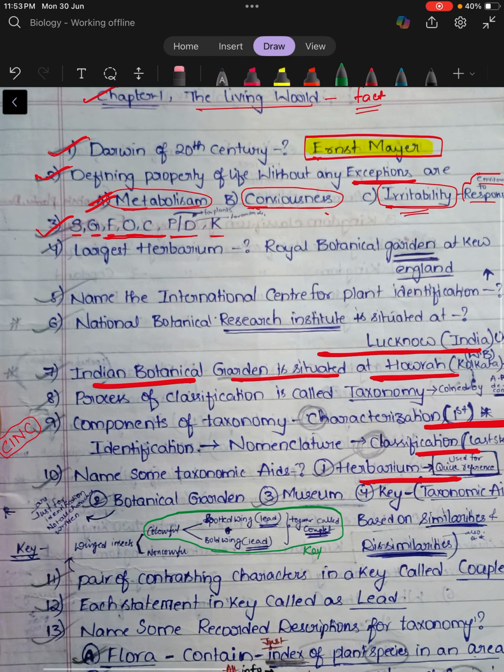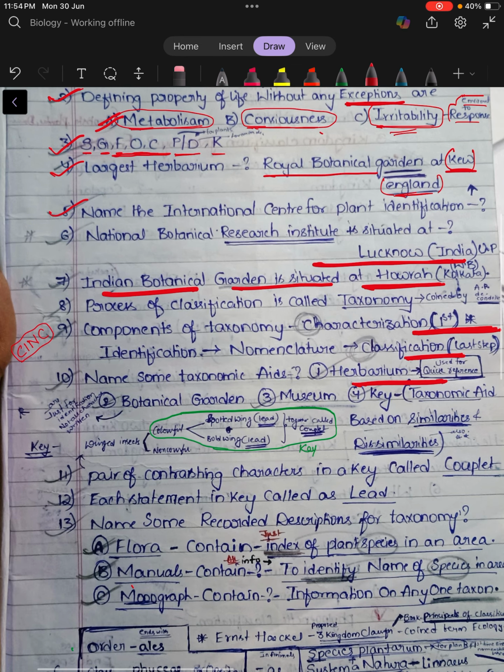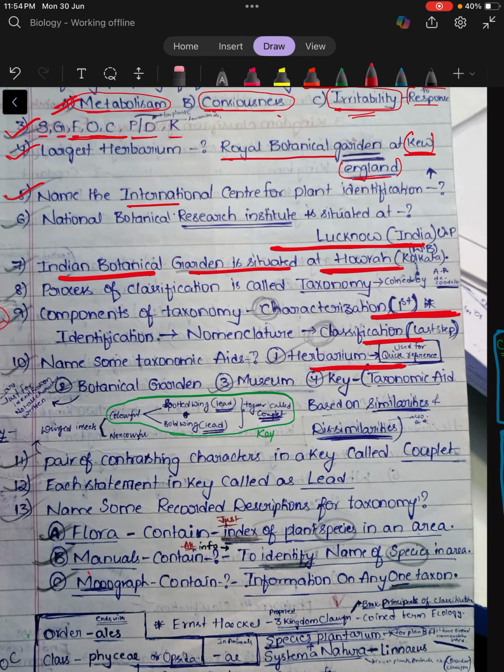Let's go to some other points in this chapter. The largest herbarium is the Royal Botanic Gardens at Kew, England. Kew is an area in England. It is also the International Center for Plant Identification, and it has the largest herbarium.